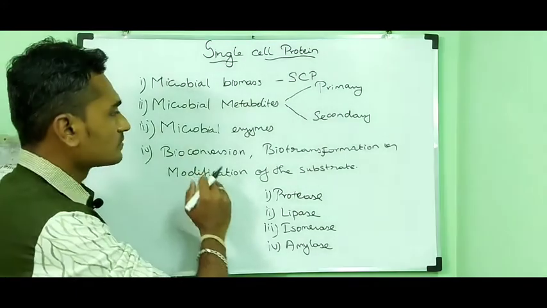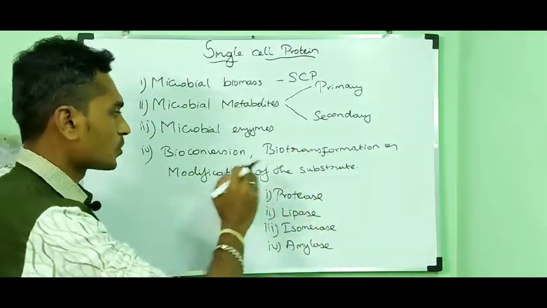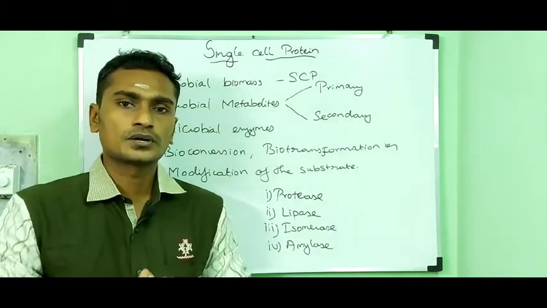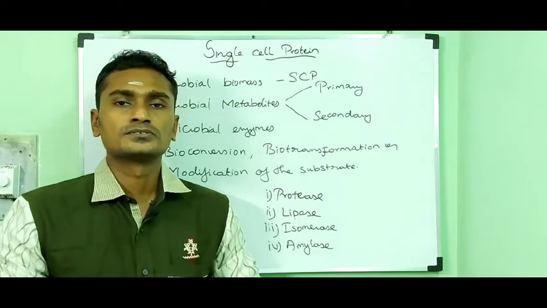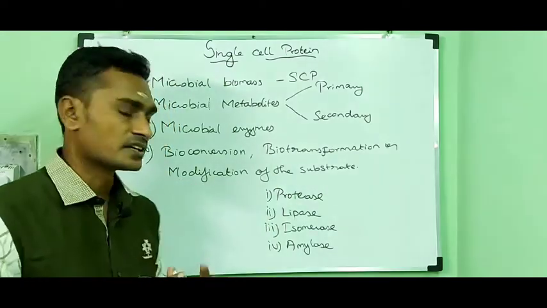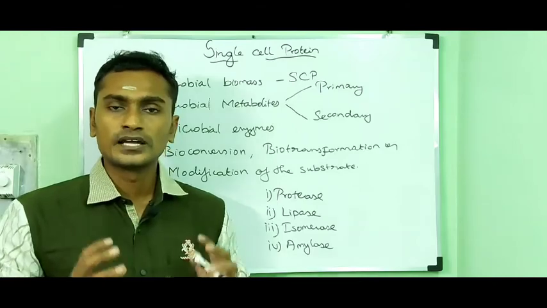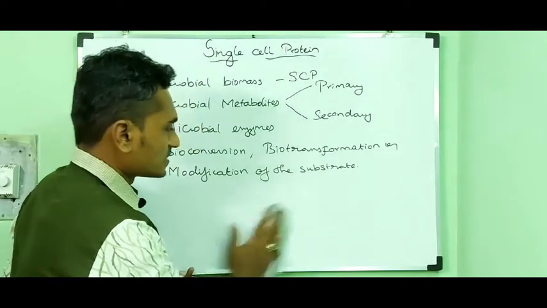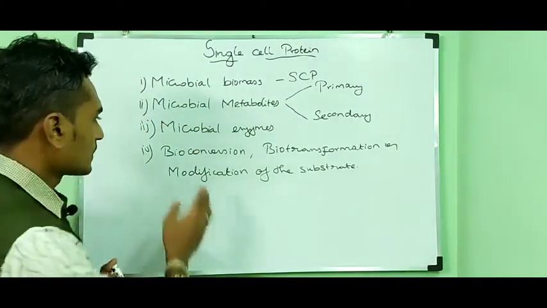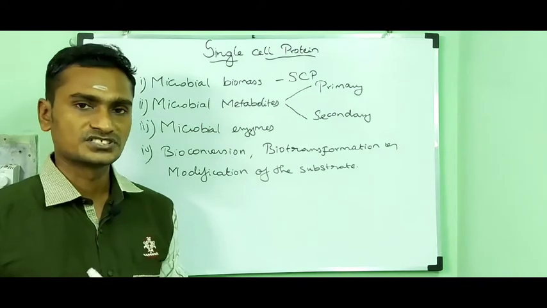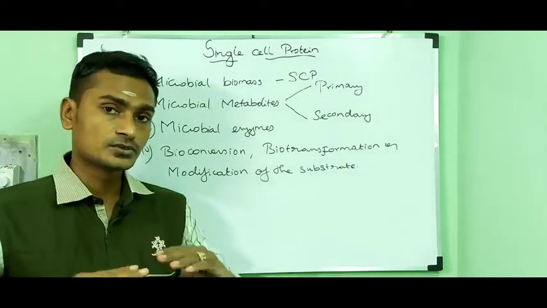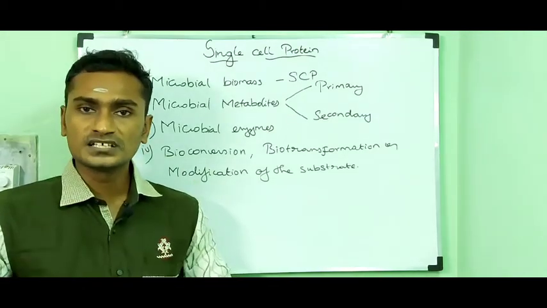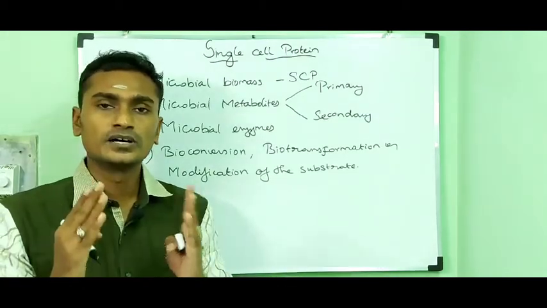Then bioconversion, biotransformation or modification of the substrate. In this process, microorganisms are applied on a substrate to make changes in the substrate in order to get a value added product, and that process is called modification of the substrate or biotransformation or bioconversion. So we apply the microorganism on the substrate to make a modification in the substrate in order to get a value added product.